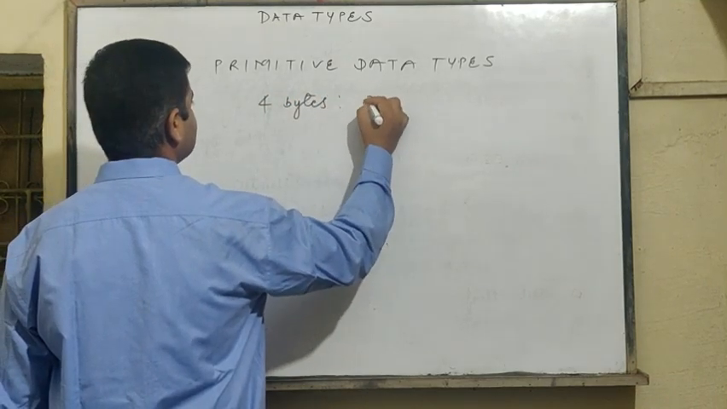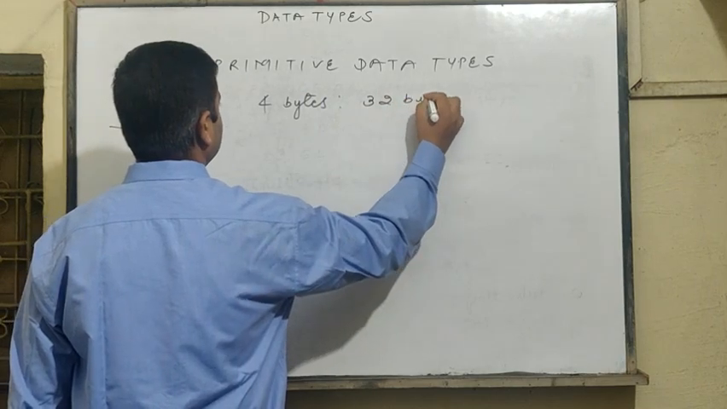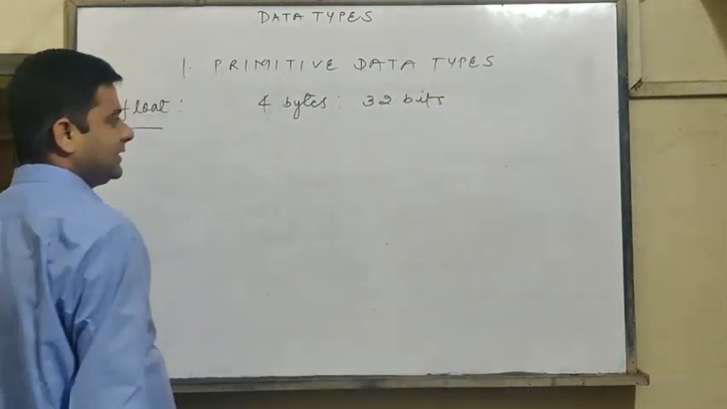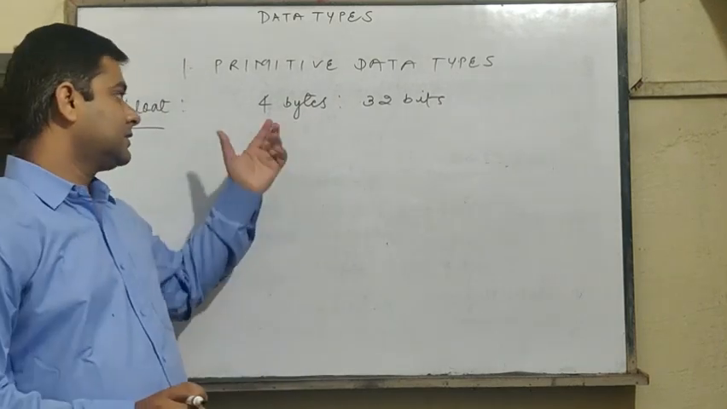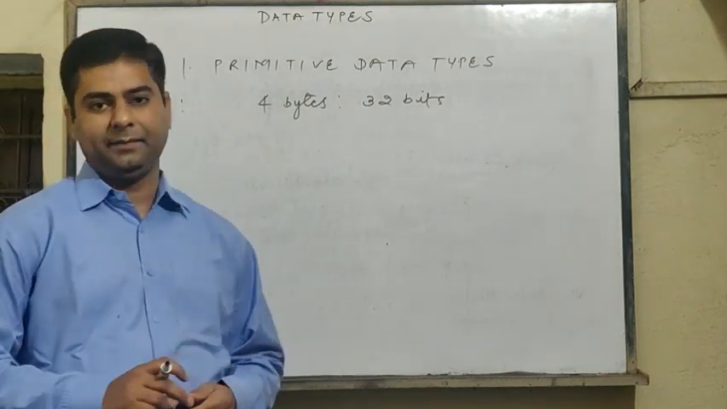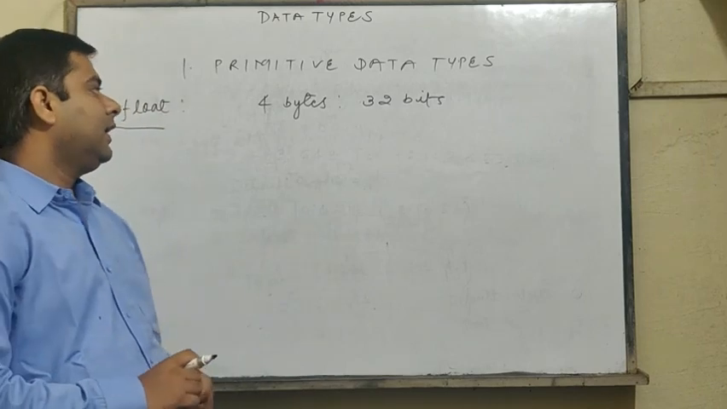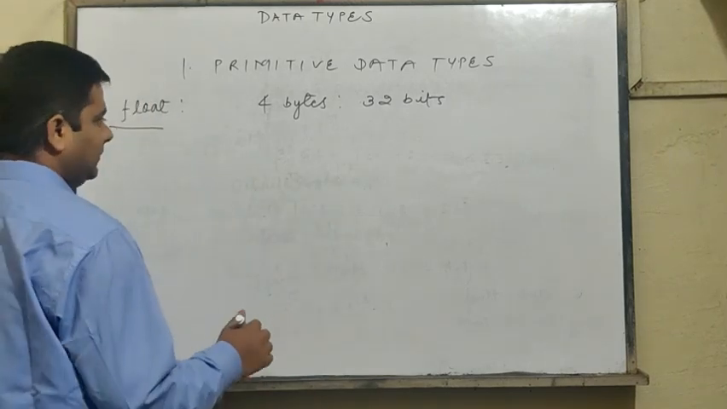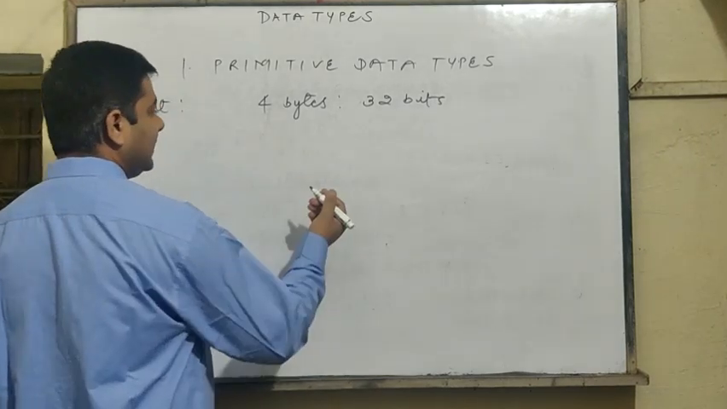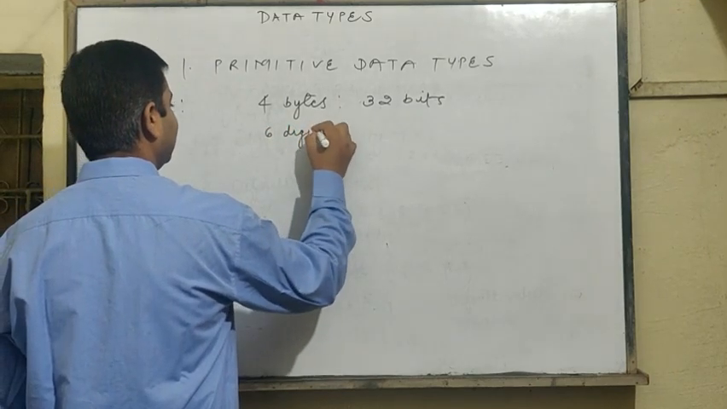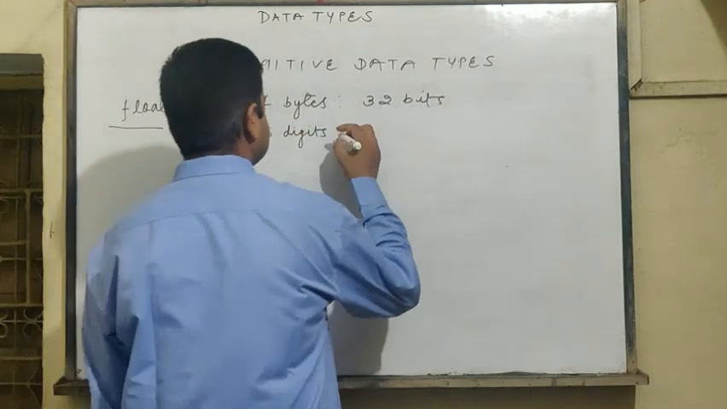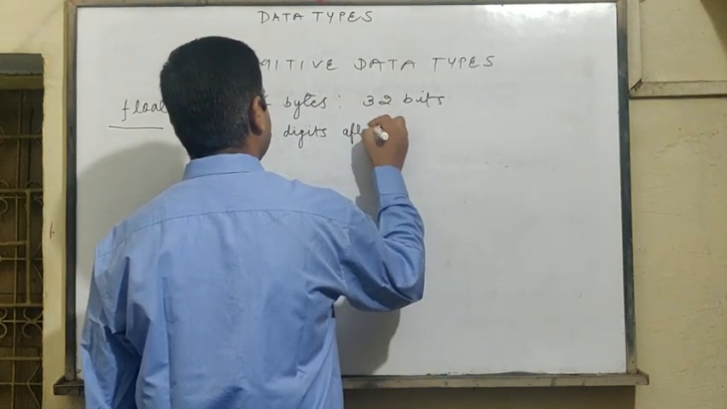4 bytes means 32 bits. Okay. So this is the size of float data type, and it can store decimal values up to 6 digits after decimal, precision up to 6 digits after decimal.